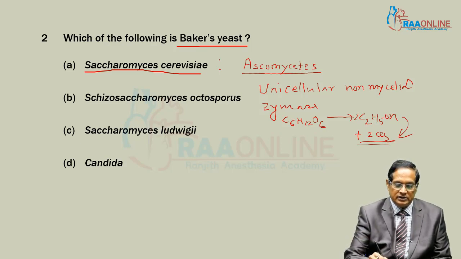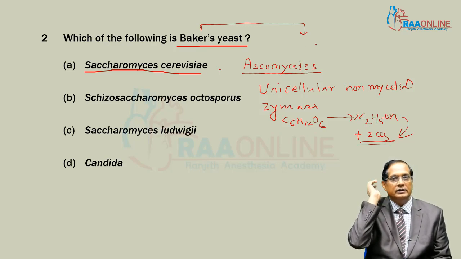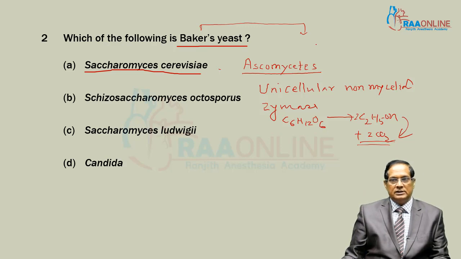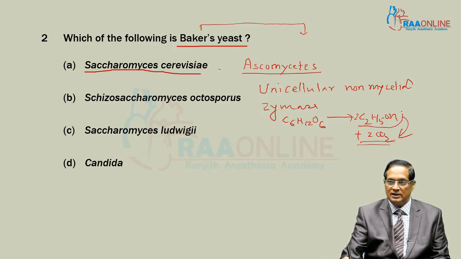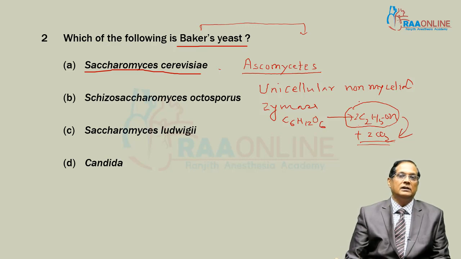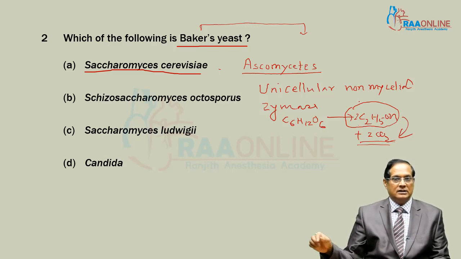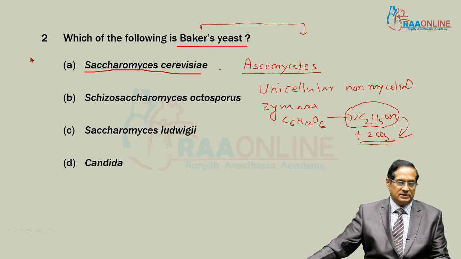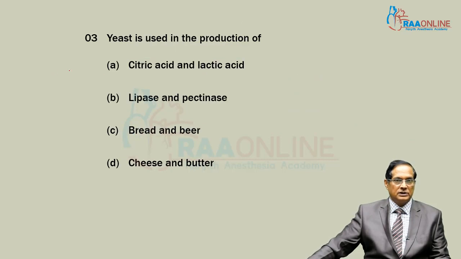So it is used in the preparation of bakery items, especially in bread industries. So it is called baker's yeast as well as brewer's yeast. In alcoholic beverages, yeast is mostly used because it is responsible for the conversion of glucose into ethyl alcohol, the main ingredient in wine as well as in liquor. So the answer is the first, Saccharomyces cerevisiae.